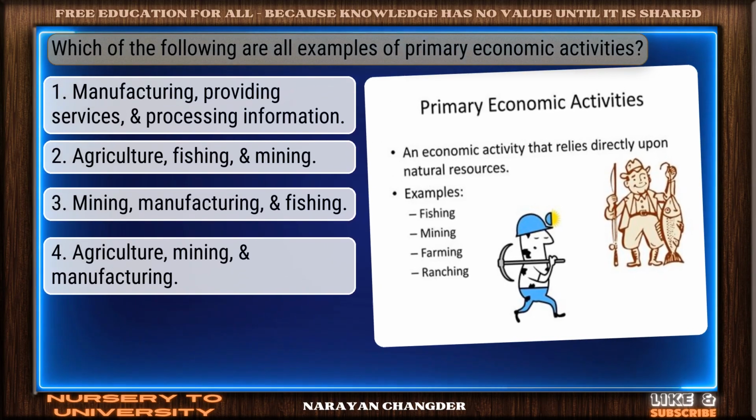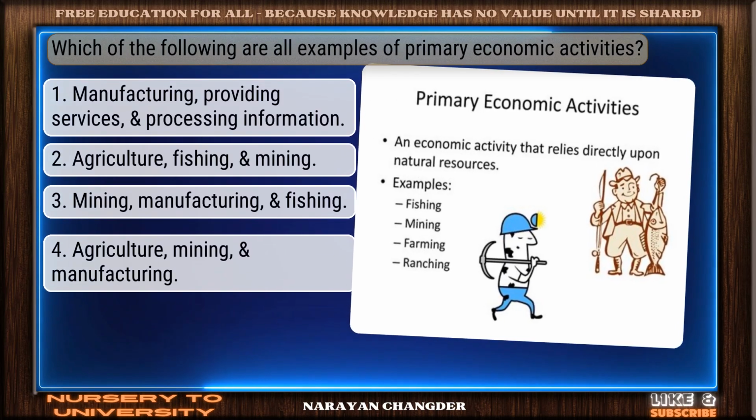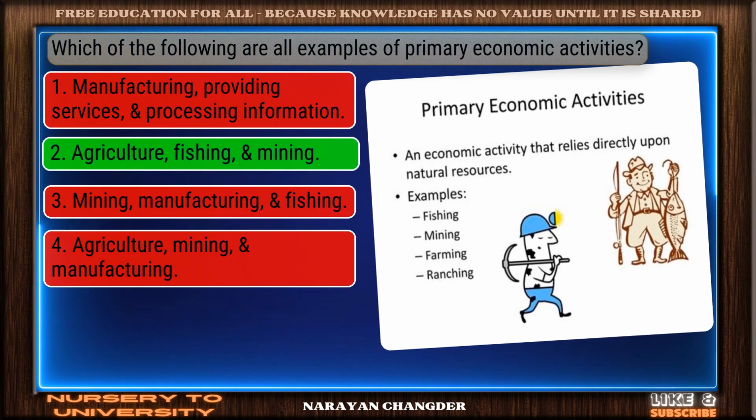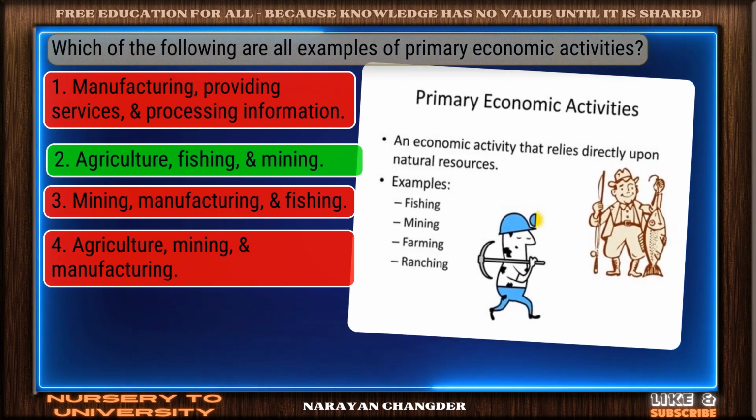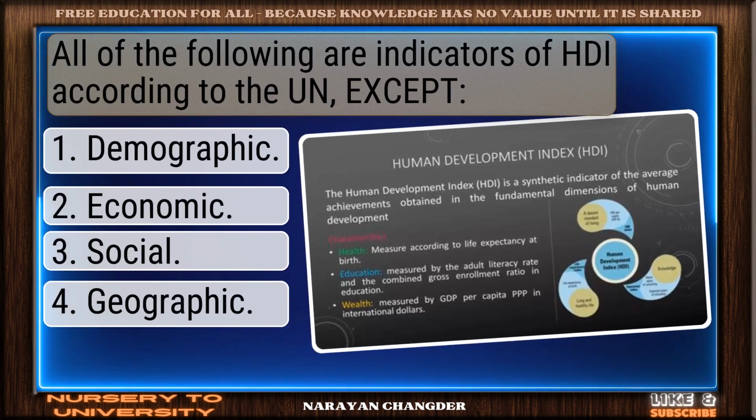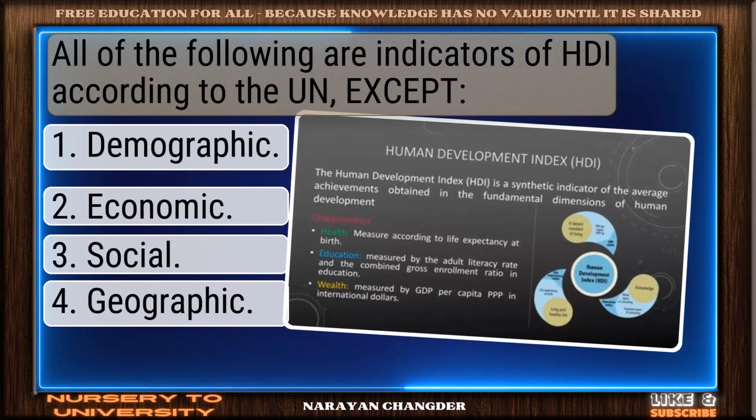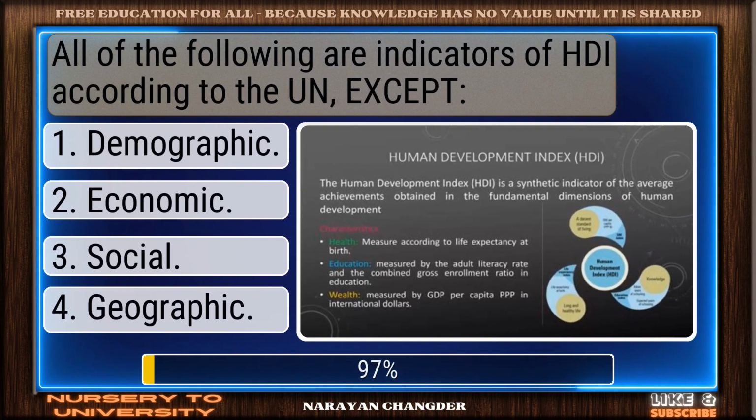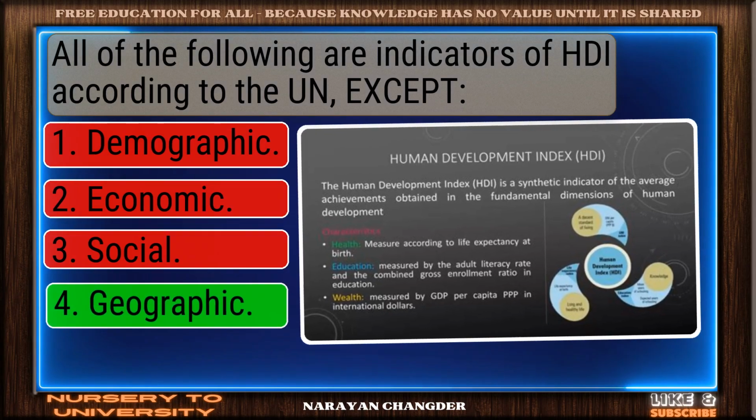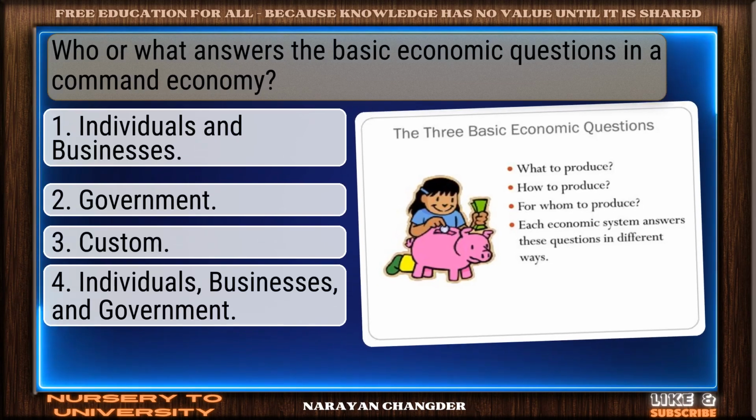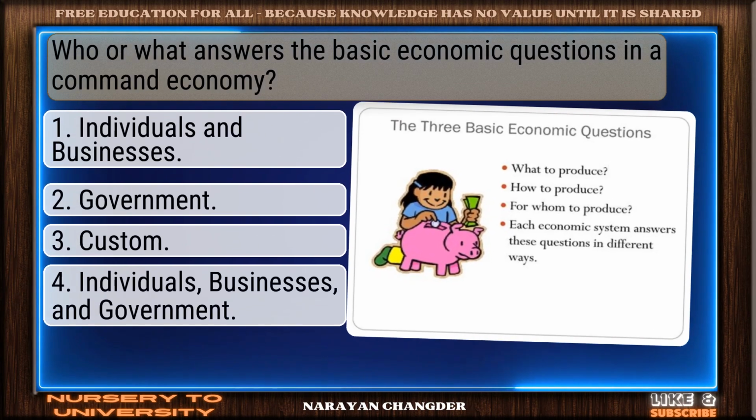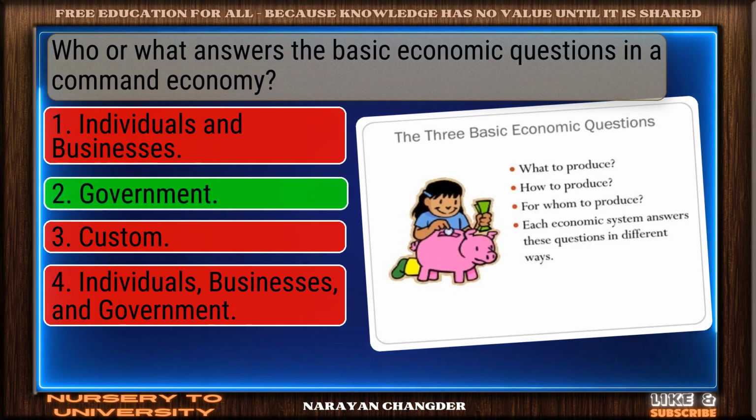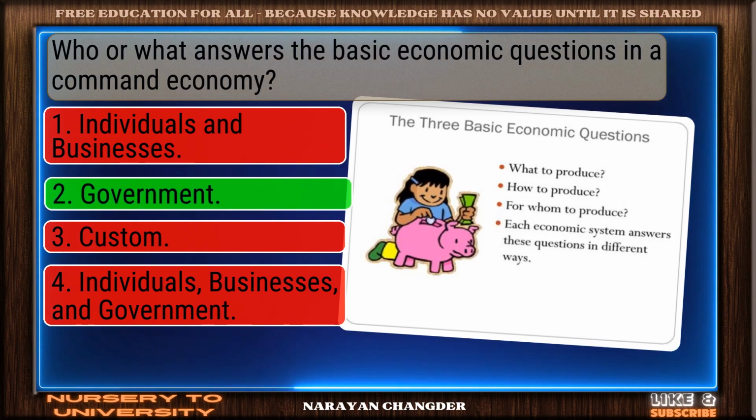Which of the following are all examples of primary economic activities? You chose agriculture, fishing, and mining, and it is correct. All of the following are indicators of HD according to the UN, except. Good thinking. Geographic is the right answer. Who or what answers the basic economic questions in a command economy? Exactly. Government makes sense, and it is the right choice.